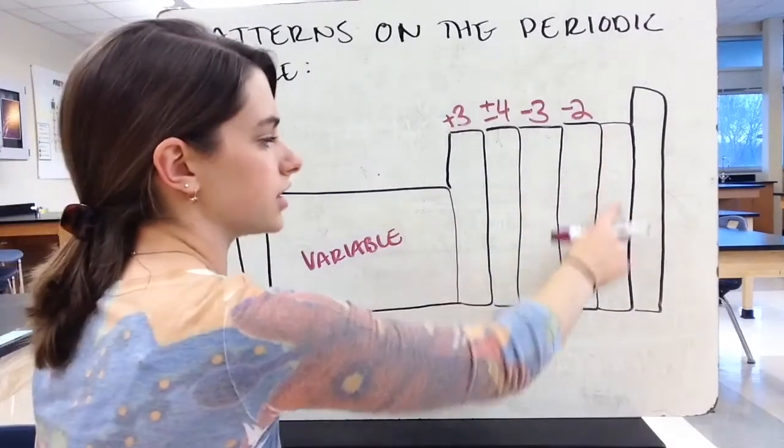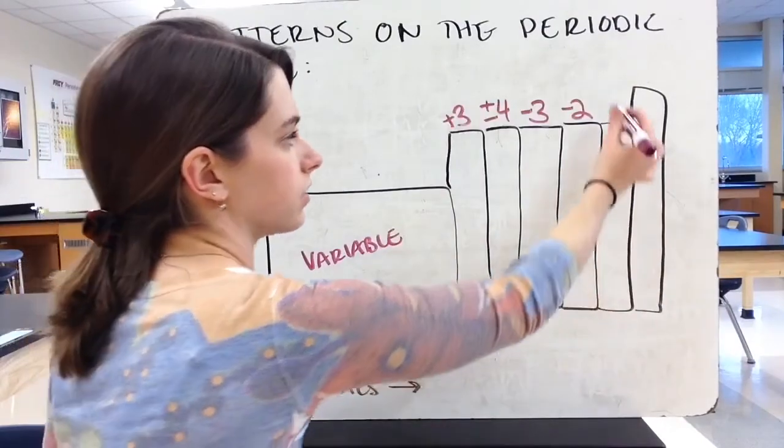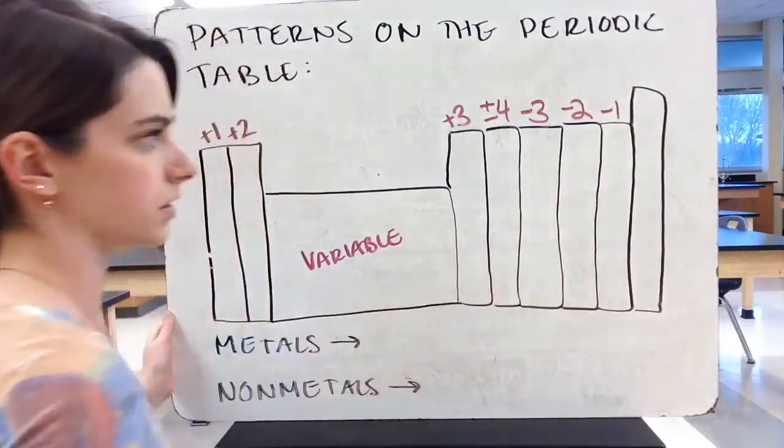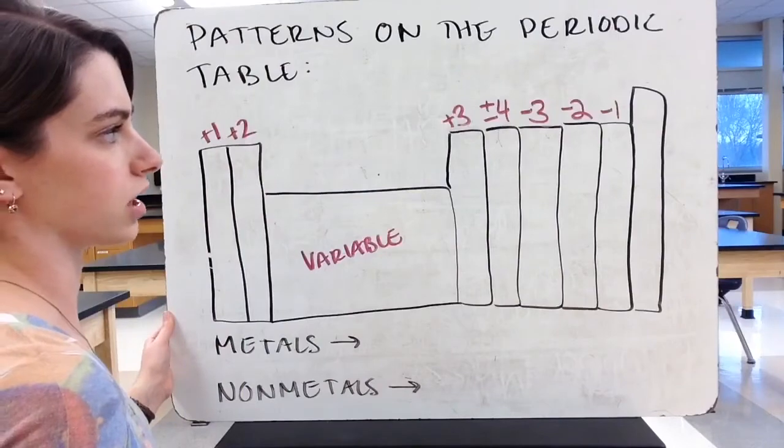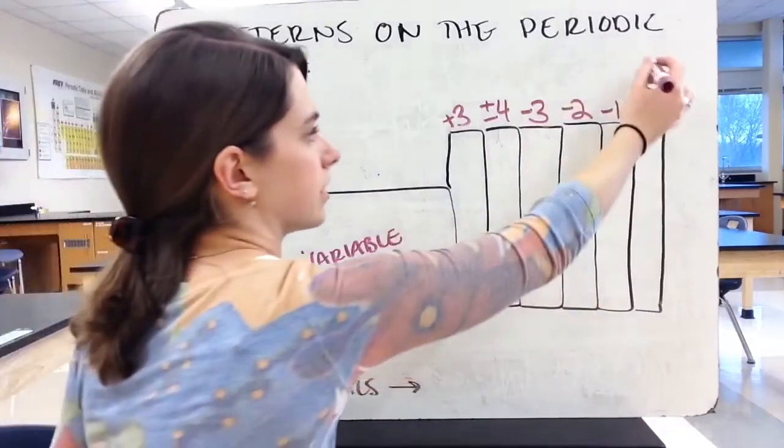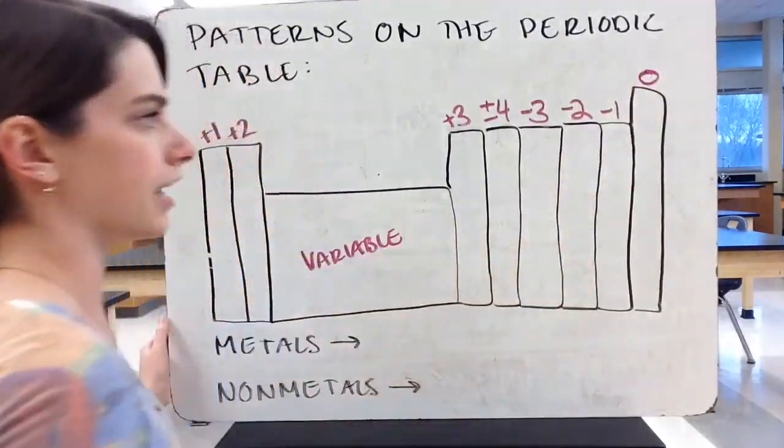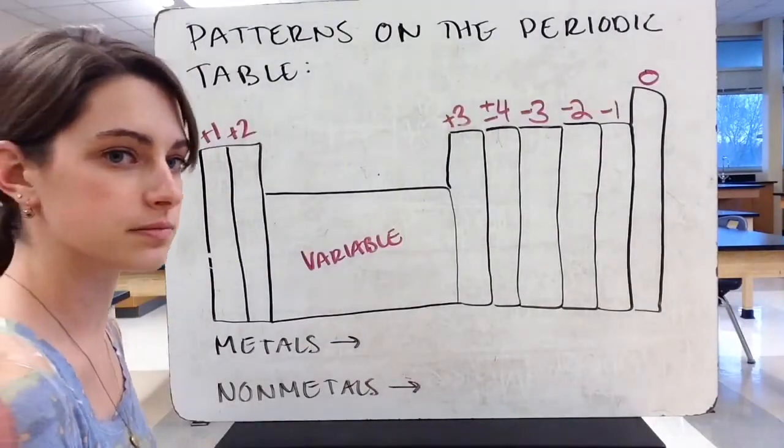Our halogens have 7 valence electrons, so they only need 1 more electron to reach their octet, so they'll be a -1 charge. And then our noble gases already have an octet, so they don't bond, and they're going to have a charge of 0.